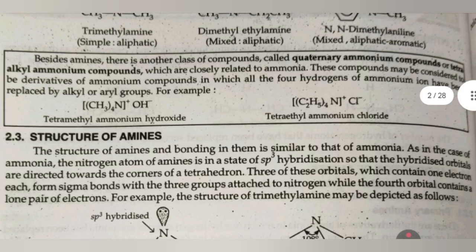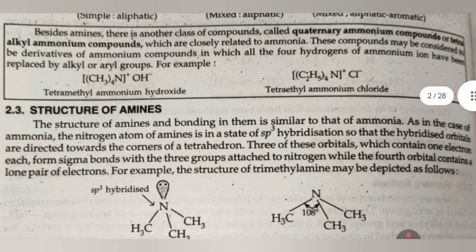Besides amines, there is another class of compounds called quaternary ammonium compounds or tetraalkyl ammonium compounds which are closely related to ammonia. These compounds may be considered to be derivatives of the ammonium ion in which all four hydrogens of ammonium have been replaced by alkyl or aryl groups.